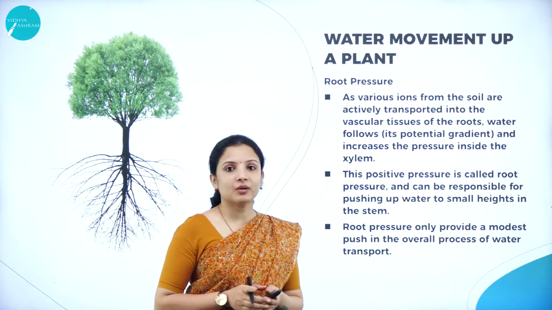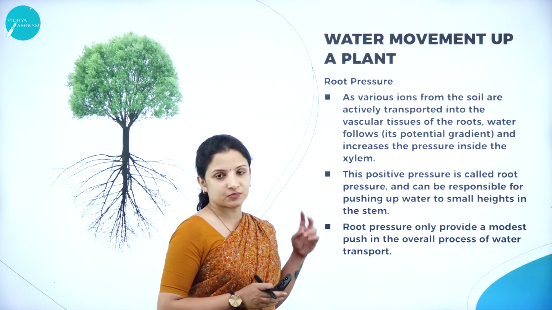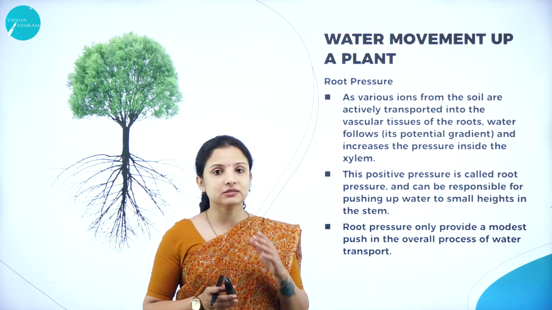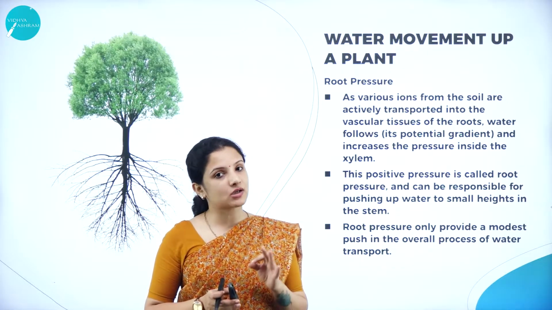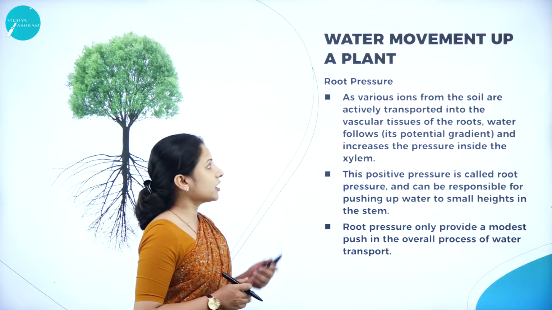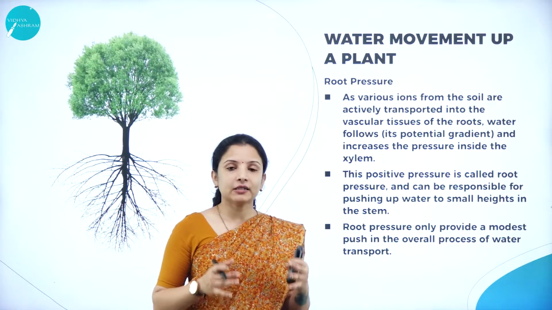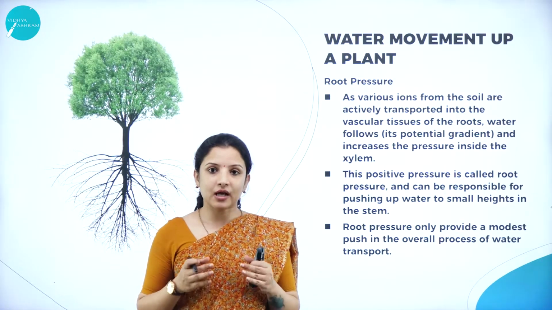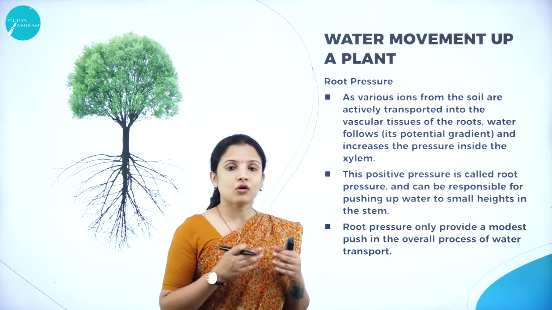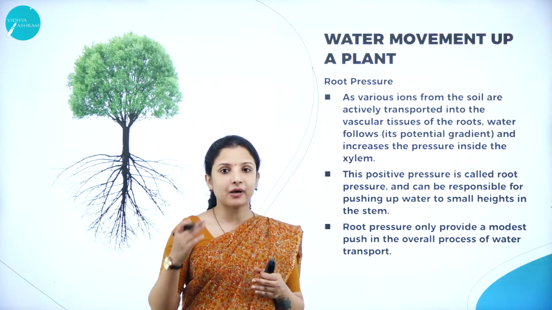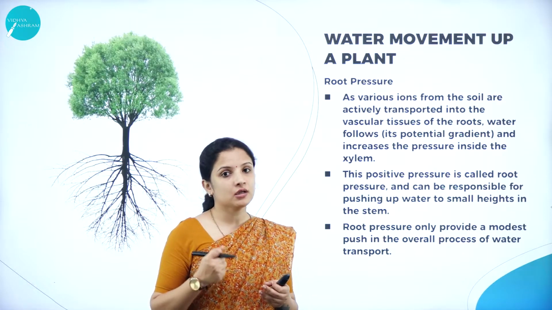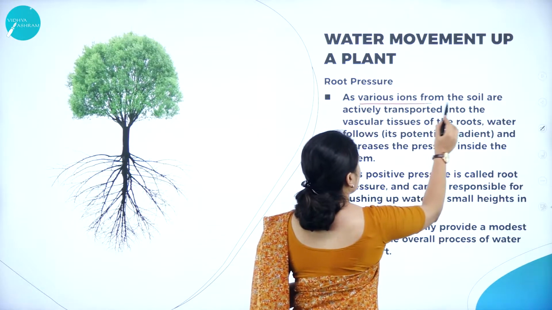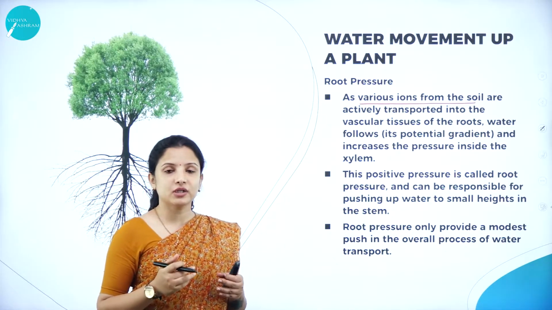So we shall discuss two important theories under this particular concept, that is the water movement up a plant. One is the root pressure theory and the other one is the transpiration pull theory. So talking about the root pressure. We know that in the soil there is a lot of minerals, mineral ions and also water, right? So all these will be supplied to the different parts of the plant when it is taken in by the roots. So the various ions that are present in the soil are actively transported into the vascular tissue.